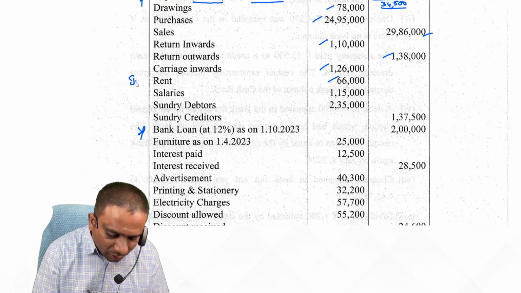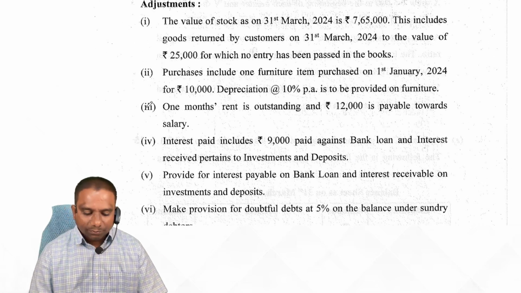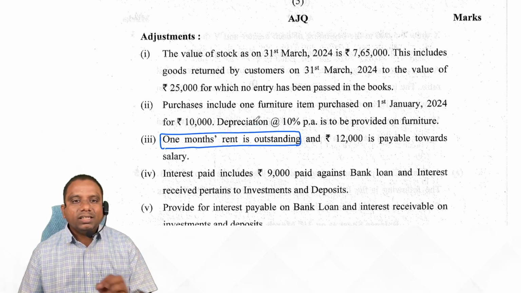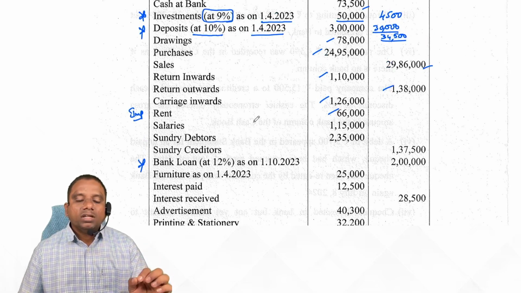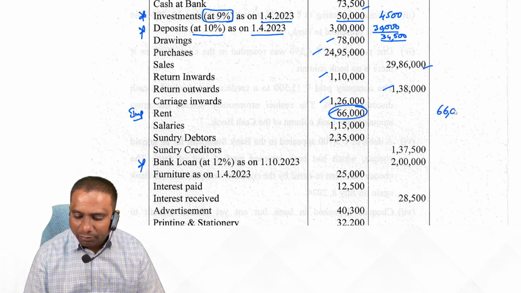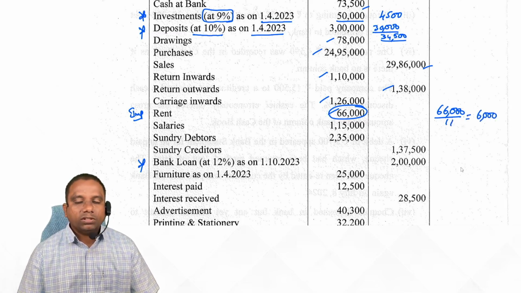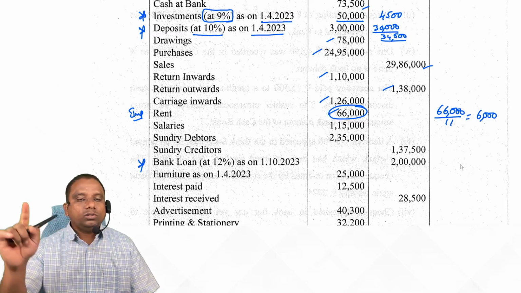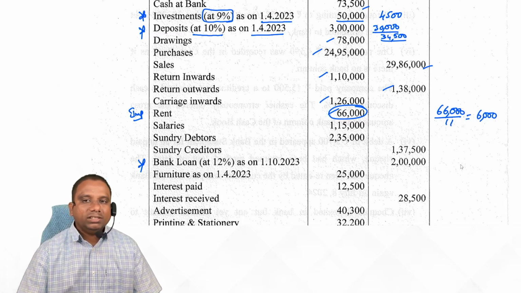It is also another important adjustment. They have given that 1 month rent is outstanding. 1 month rent outstanding means how much? They didn't give the amount. See, generally we have to pay rent for a full year, 12 months. They said 1 month rent is outstanding. That means this 66,000 rupees is paid for 11 months. Means 6,000 rupees per month. So 1 month rent outstanding is nothing but 6,000. So 66,000 plus 6,000, 72,000 we show in the P&L account debit side, whereas 6,000 we show on the liability side of balance sheet.